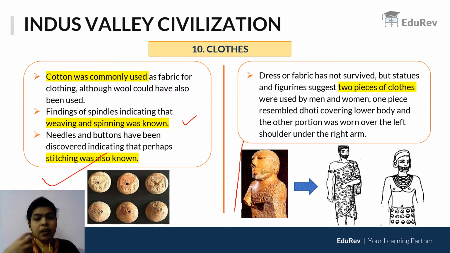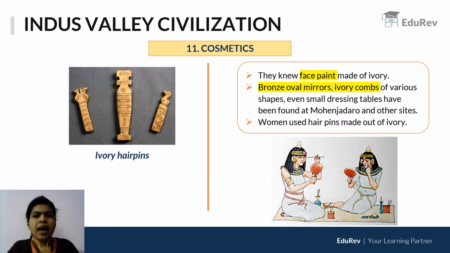From this bearded man statue, they inferred that the figurines suggest, understand the word figurines, that two pieces of clothes were used by the men and the women. One piece resembled a dhoti, covering the lower body, and the other portion was worn over the left shoulder, under the right arm. Even when you take a look at this particular picture, you can understand that probably two pieces of clothes were worn. One was worn as a garment to cover your upper body, and the other was covering your lower body. Thus, two pieces of garments might have been used by both men and women.